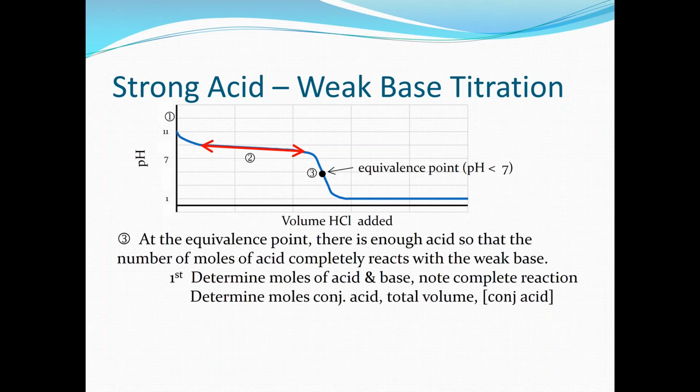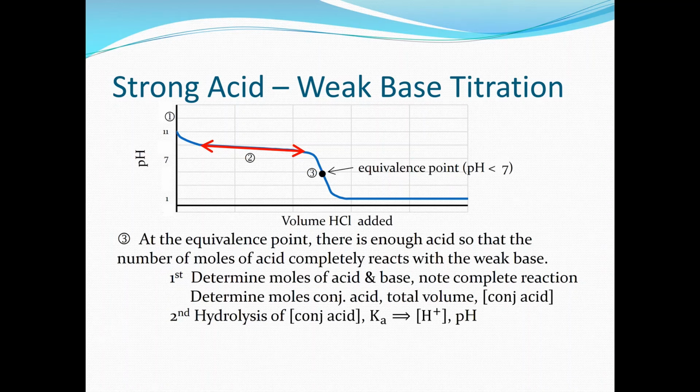If you're at the equivalence point, you're not going to have any of that weak base or that strong acid left over. All you're going to have left in the solution is the conjugate acid of your weak base. And so you'll figure out how many moles of conjugate acid of weak base you have. You know your total volume, and so you can figure out the concentration of that conjugate acid that you've produced from that first reaction. And so from there, now you consider the hydrolysis of that conjugate acid.